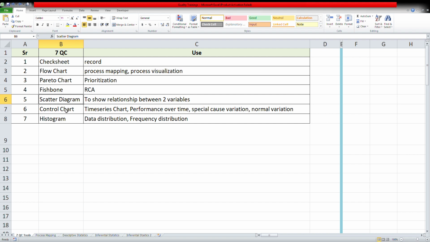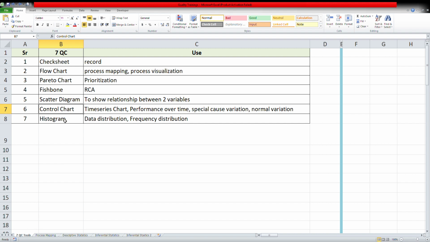Control chart is a time series chart which we can use to measure or see our performance over a period of time. It is generally used to see if there is any special cause variation or common cause variation. So there are two types of variation. I'll explain it further when I create a video specifically on each of these tools.